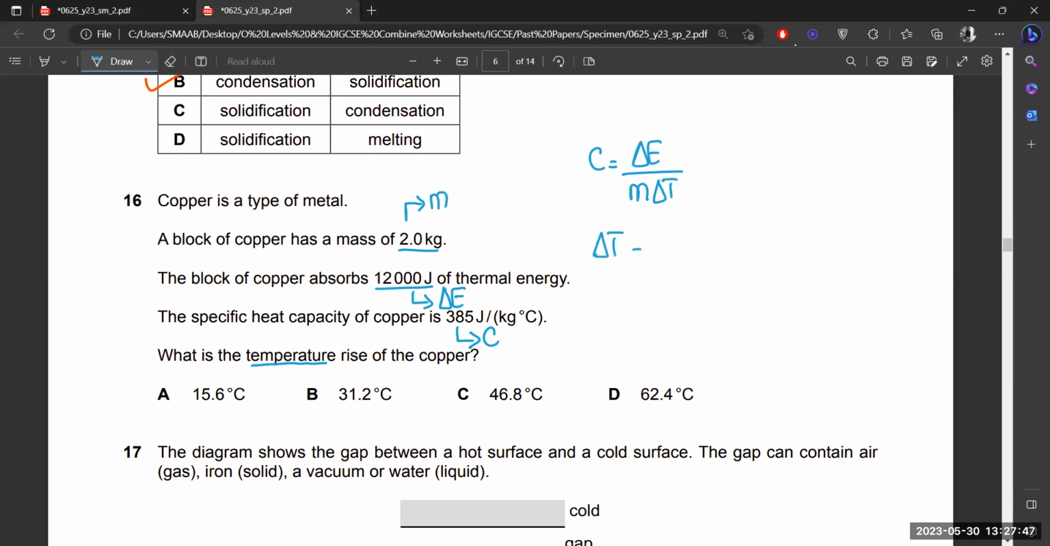So we cross multiply by C. So delta E divided by m into c. So change in energy will be equal to 12,000, divided by mass, which is 2 kg, and specific heat capacity 385. So if we divide the value, 12,000 divided by 2 multiply 385, 15.58 is the answer.